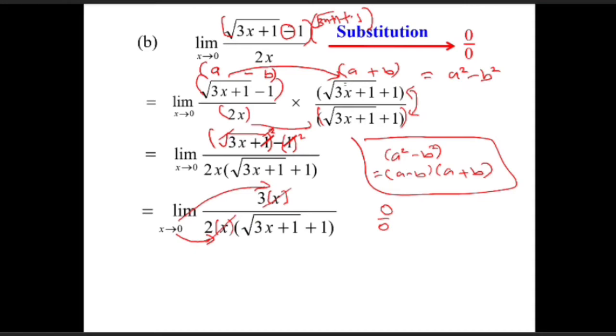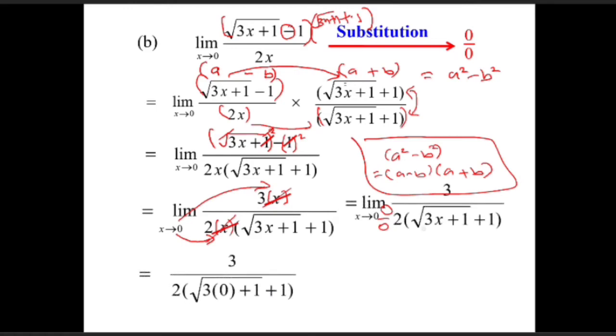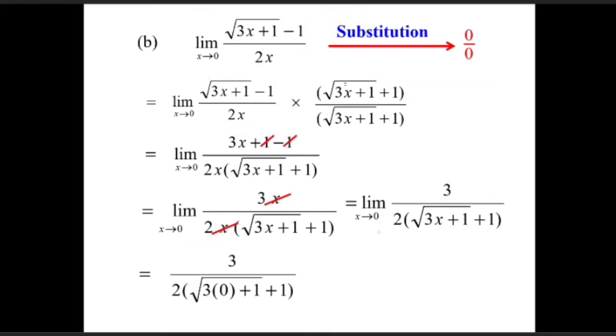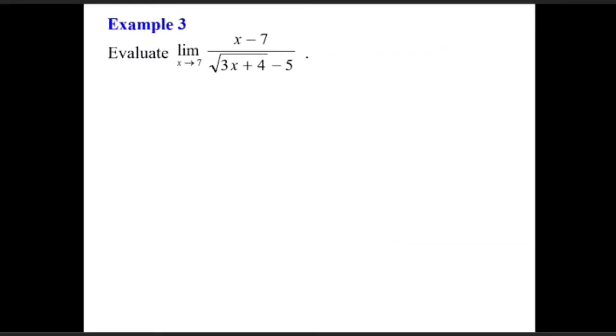When you simplify, what you get is just 3 over 2 square root of 3x plus 1 plus 1. And then substitute your value of 0 inside the x. What's left is just 3 over 4. That's your answer. Now take a look at example 3. First step is always to substitute your value of x into the function.